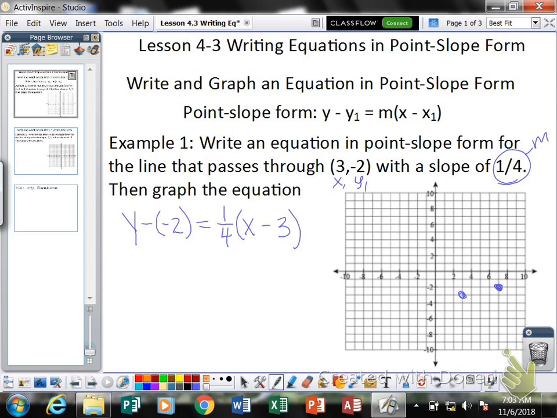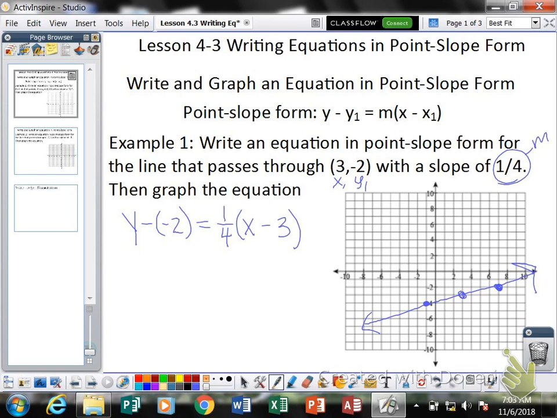If you wanted to, you can come down, which is negative, then go left, negative, 1, 2, 3, 4, and there's your other point. Using a ruler, draw your line through your points with arrows at the end, and there you have graphed it. So write an equation in point-slope form.